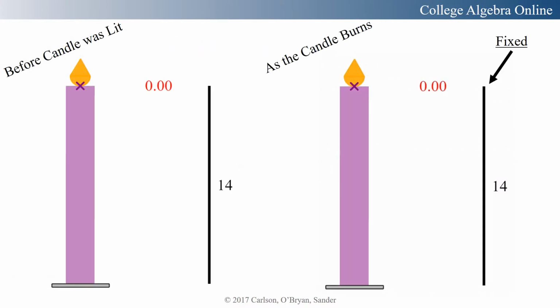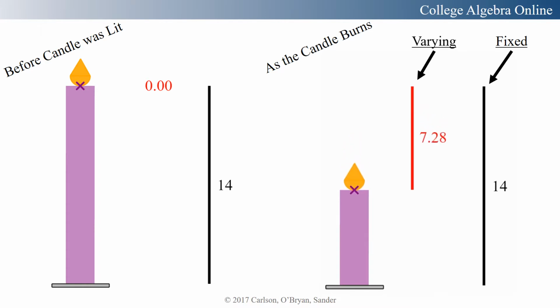In some situations, some quantities are fixed while other quantities are varying. The original candle length of 14 inches is a fixed quantity. The value never changes even as the candle burns away. The burned length of the candle varies as the candle burns, so the candle's burned length is a varying quantity.